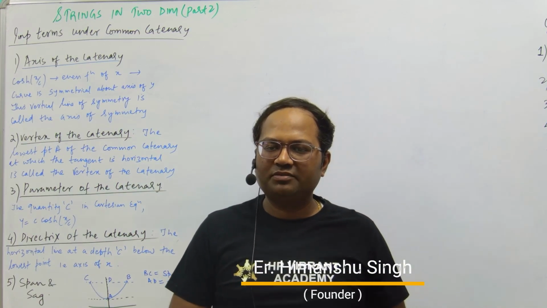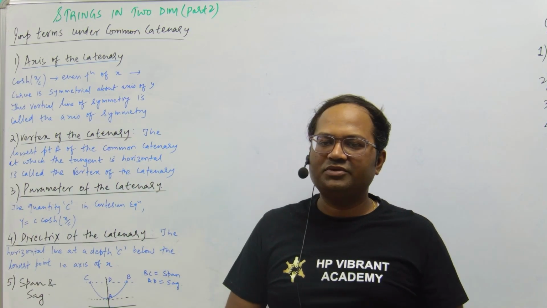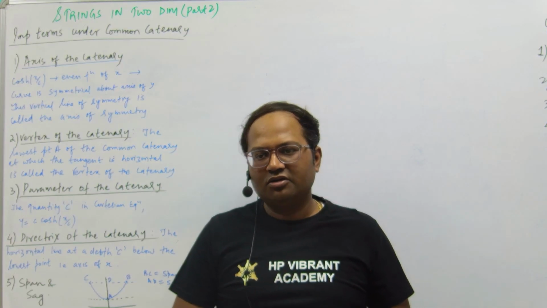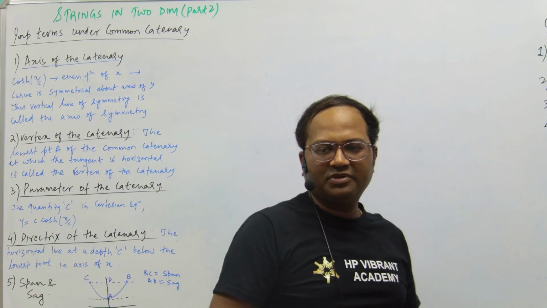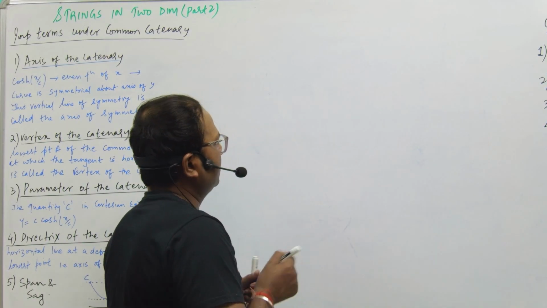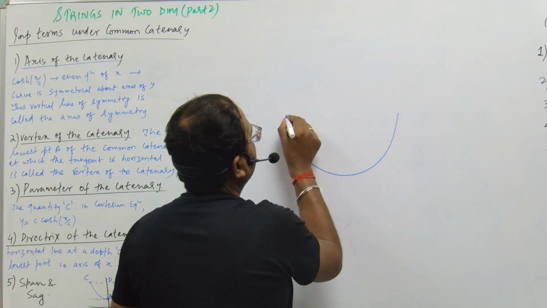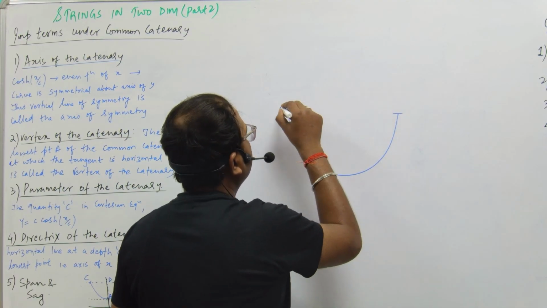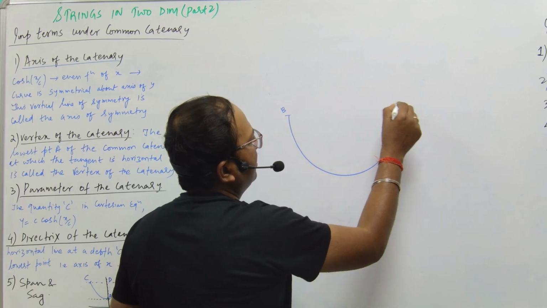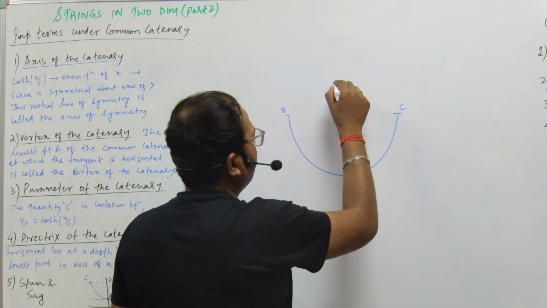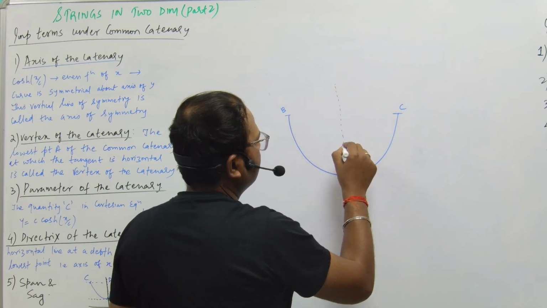In the last lecture we started the discussion on strings in two dimensions. In this lecture we will discuss the important terms under the common catenary. What we have seen in the previous lecture is that a catenary is like this. This is a string tied at two points B and C, and these two points are under the same horizontal line. The axis of this catenary is like this.